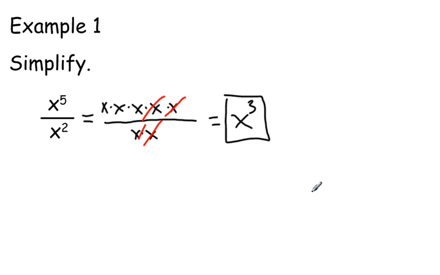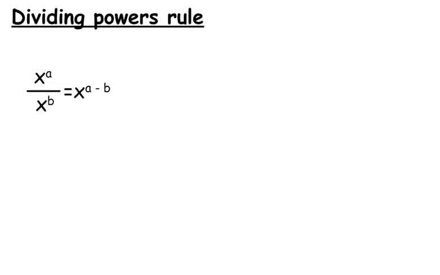Now, that might seem like a tedious process to factor out the x's the way I did it. So luckily, there is a shortcut, and I'm going to give you that shortcut right now. This is what I'm going to call the dividing powers rule. And the dividing powers rule says x to the a divided by x to the b is equal to x to the a minus b.